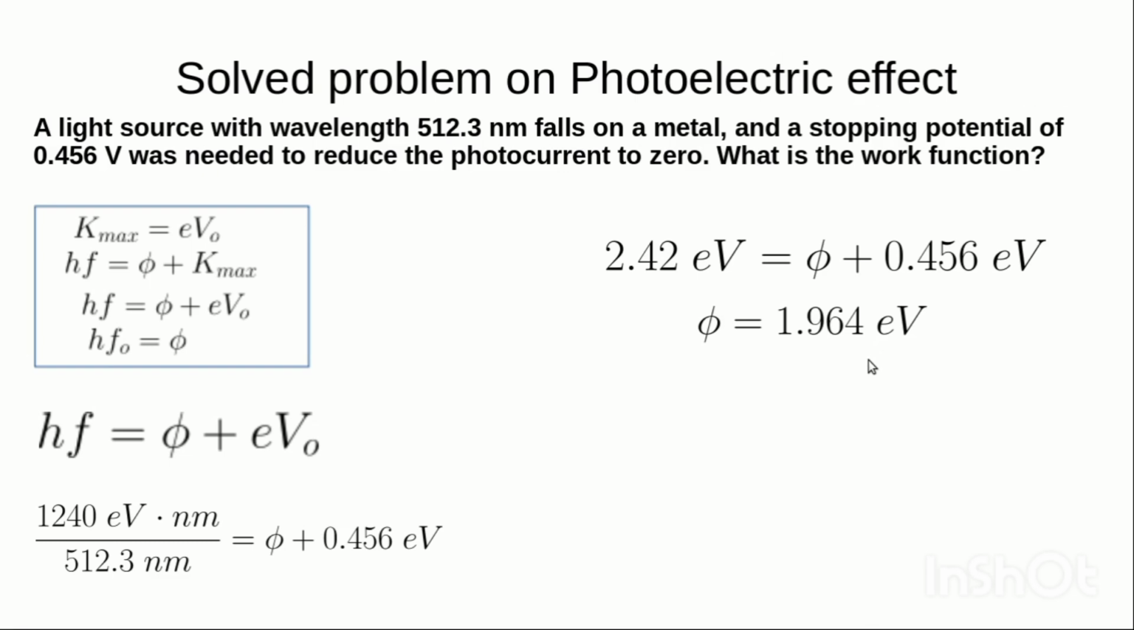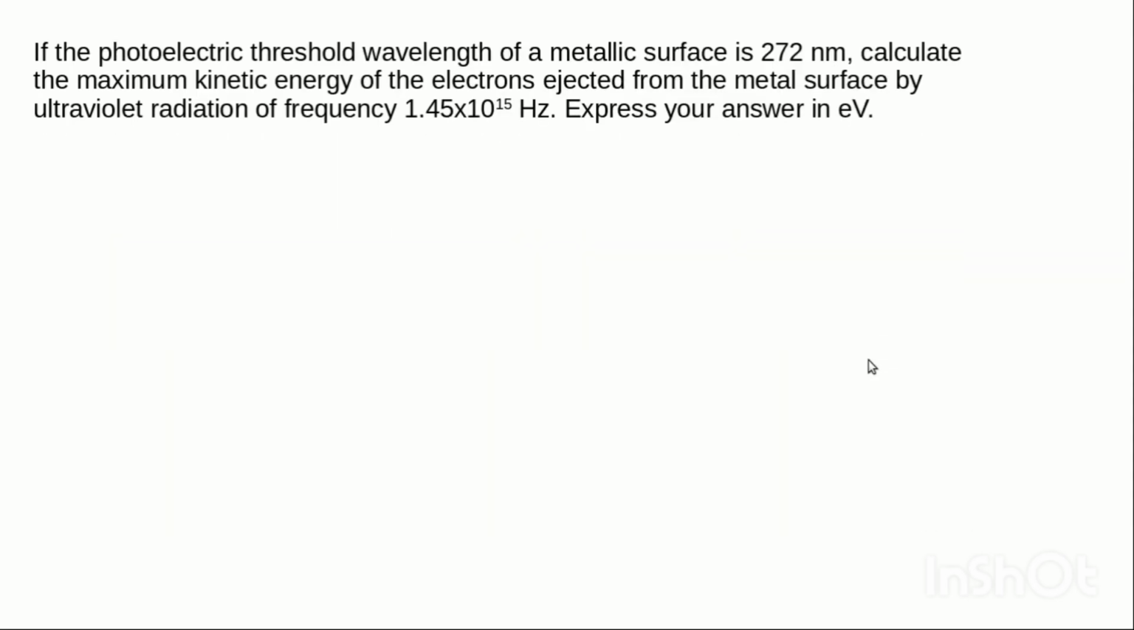Right, so we move to the next question, which is: if the photoelectric threshold wavelength of a metallic surface is 272 nanometers, calculate the maximum kinetic energy of the electrons ejected from the metal surface by ultraviolet radiation of frequency 1.45 times 10 raised to 15 hertz. Express your answer in electron volts.